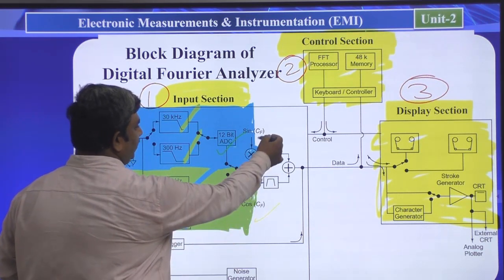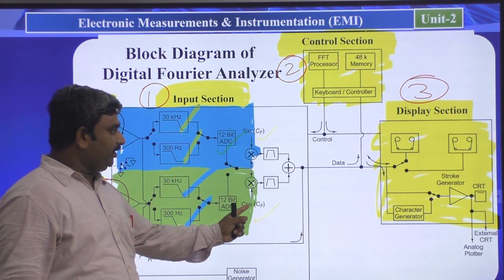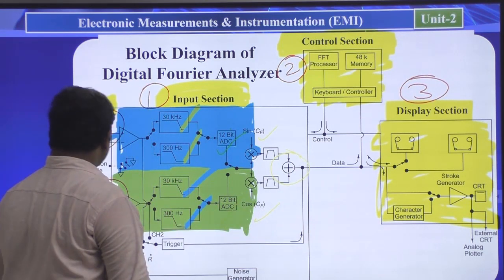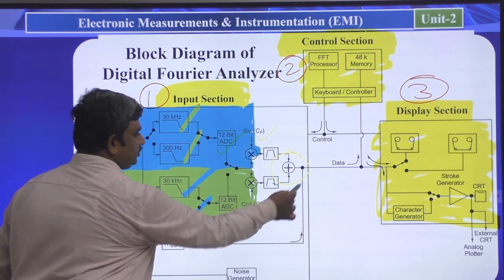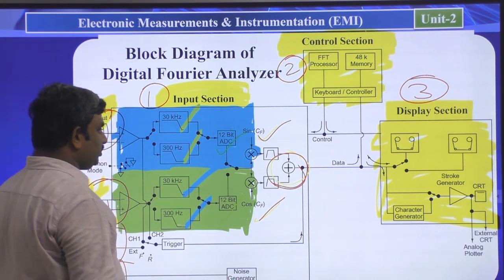Here we have 12-bit output. One is sine information, another one is cosine information. These two signals we are adding here. One is a sinusoidal signal, another is a cosine sinusoidal signal.